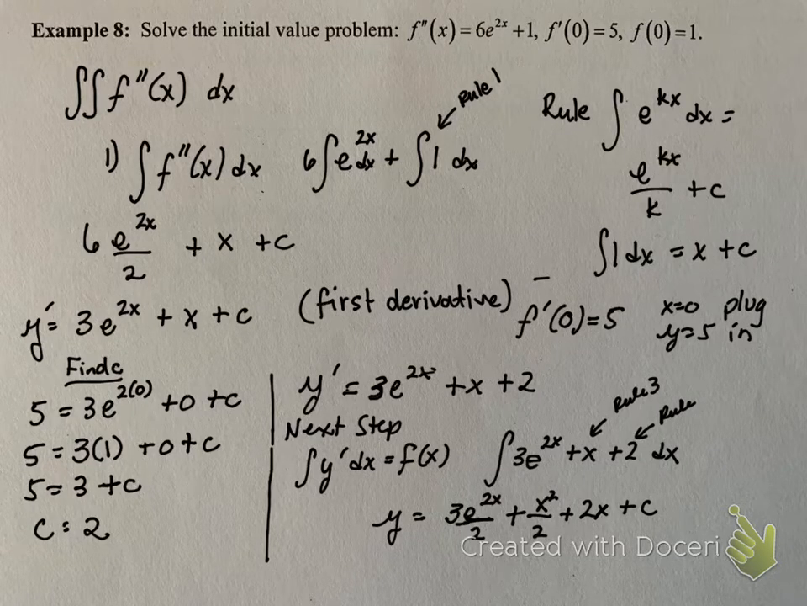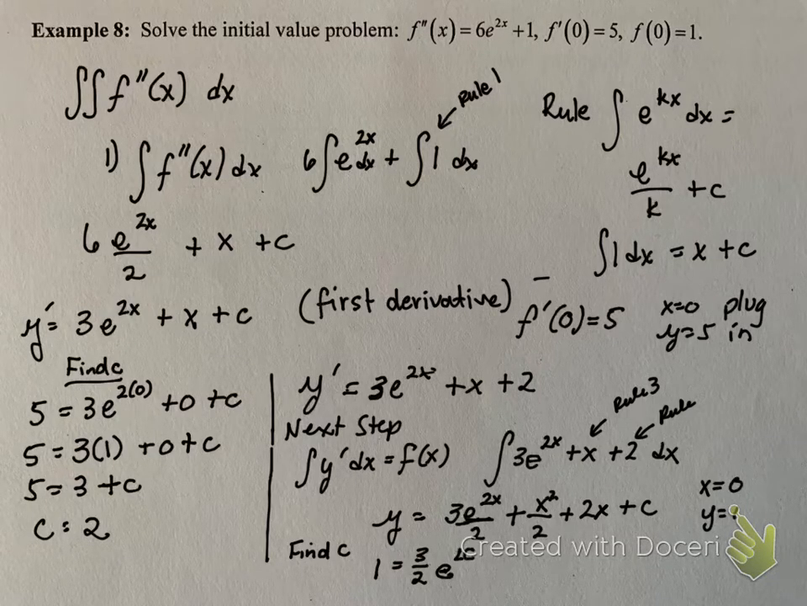So just like before, we have to find the c value when x equals 0 and y equals 1. Okay, so again, I have to find c. I'm going to plug in all this information. So y equals 1. We have 3 halves e raised to the 2 times 0, which will zero out, plus 1 half times 0 squared, plus 2 times 0 plus c.